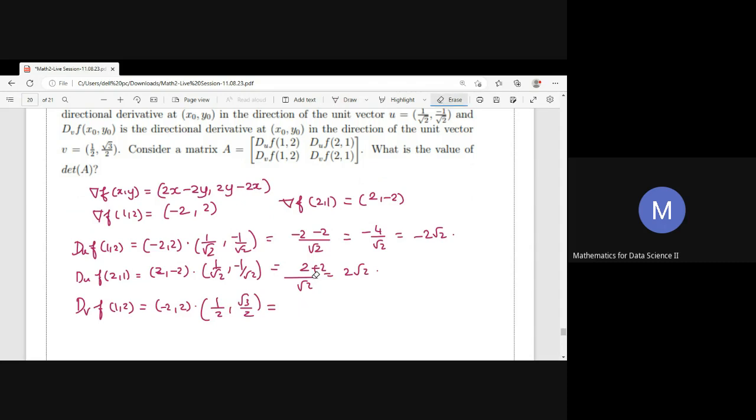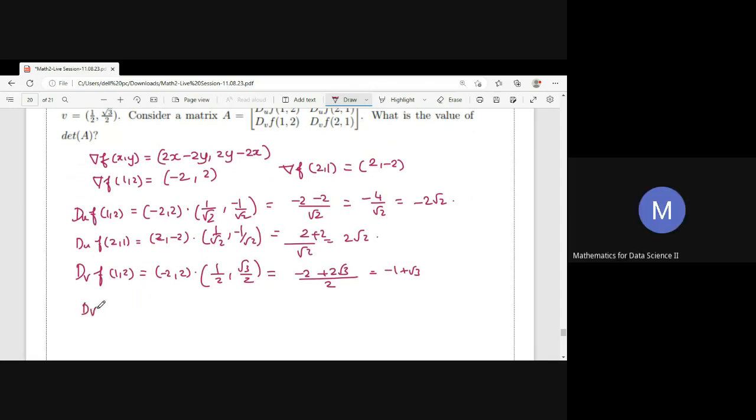Sorry. It is minus 2 plus... I did the simplification straight away actually. It's minus 1 plus root 3 only. Okay? Yeah. Fine.